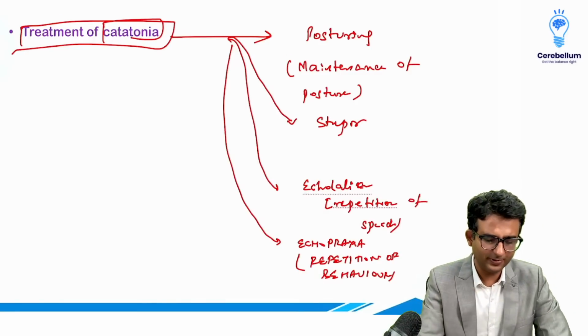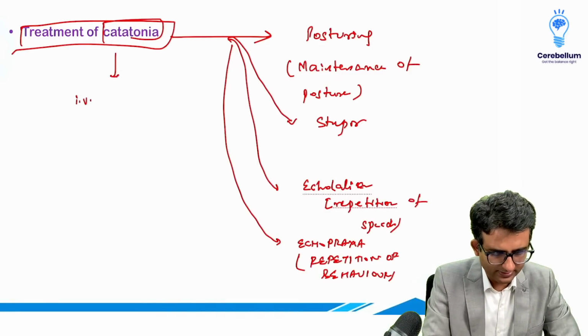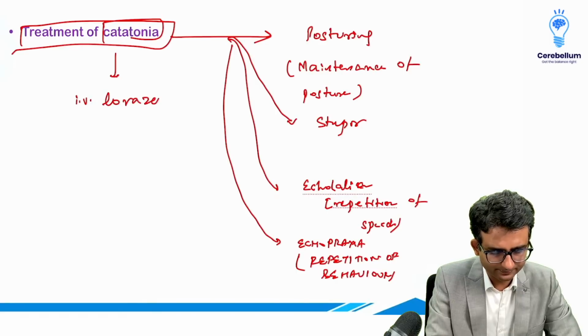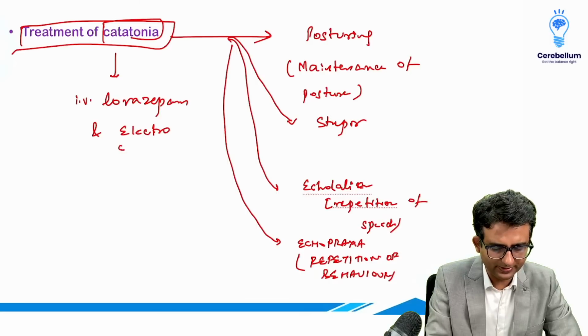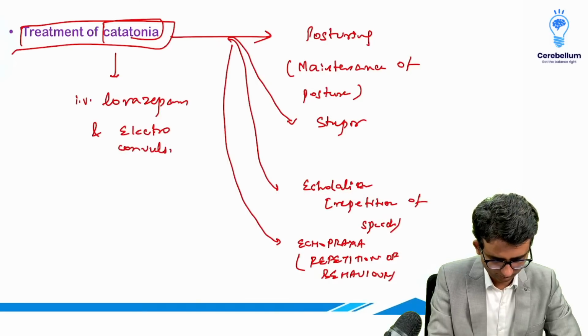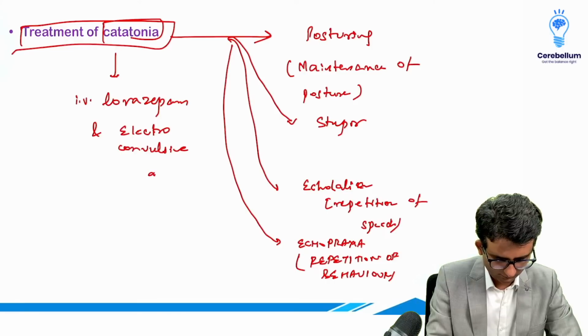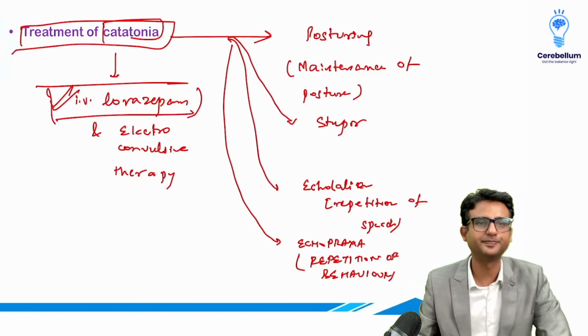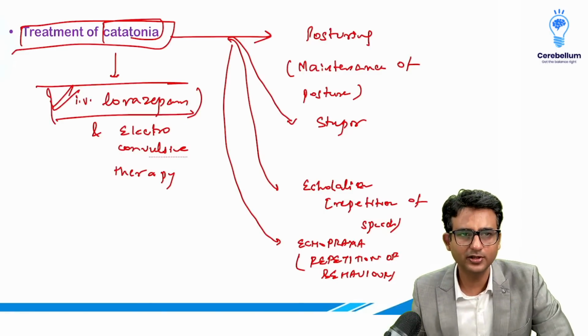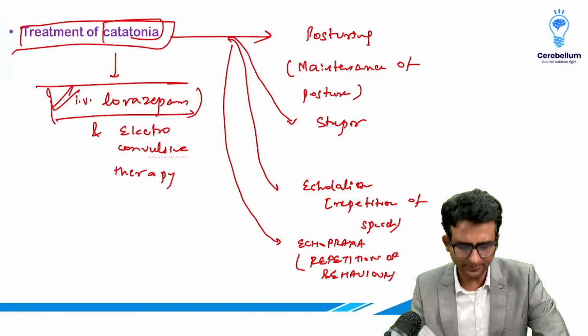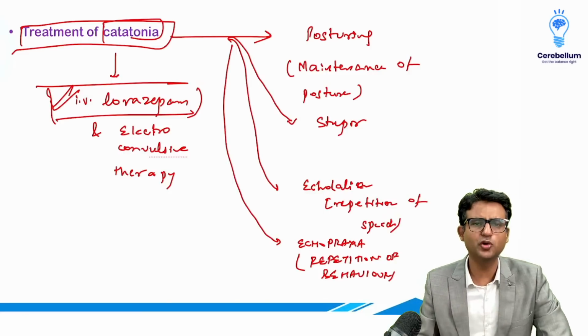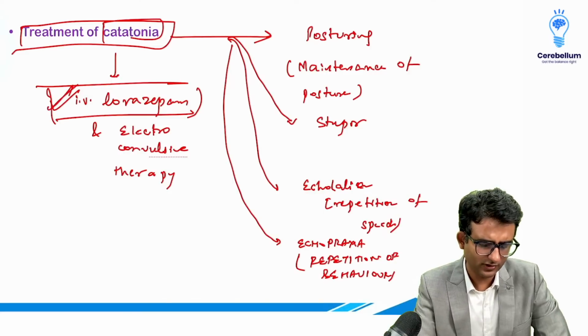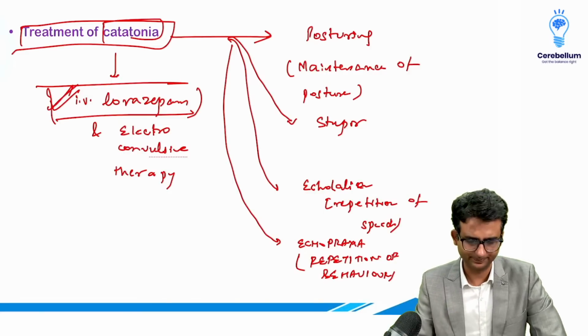The first line treatment of catatonia is intravenous lorazepam and electroconvulsive therapy. And if you have to choose, you always choose IV lorazepam first. Intravenous lorazepam and electroconvulsive therapy. Of course, you don't want to give ECT directly, so you give lorazepam first.